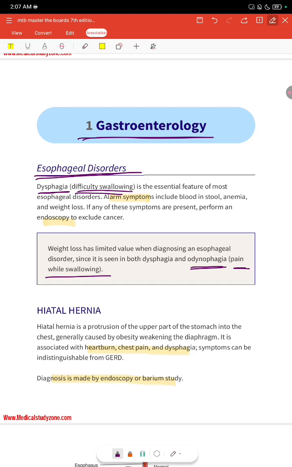Alarm symptoms include blood in stool, anemia, and weight loss. If any of these symptoms are present, perform an endoscopy to exclude cancer. Weight loss has, by the way, limited value when diagnosing an esophageal disorder, since it is seen in both dysphagia and odynophagia.